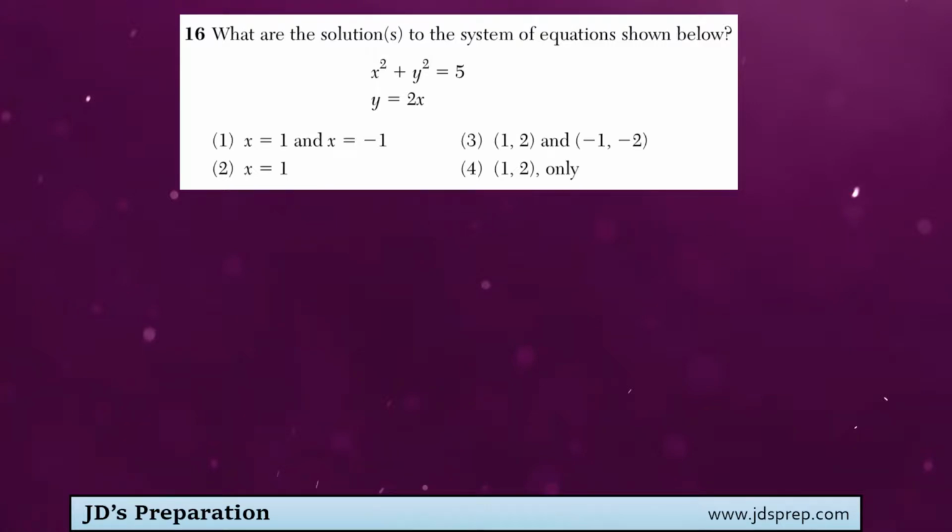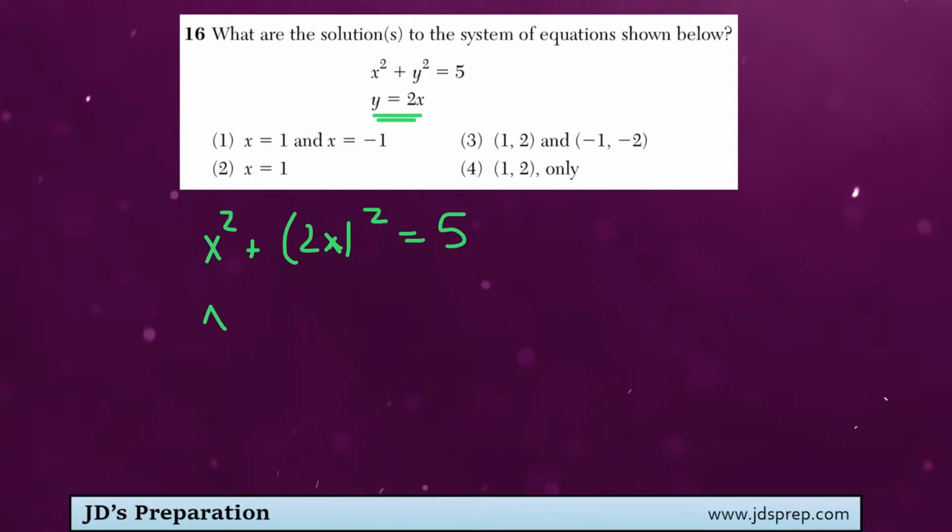To solve this system of equations, we're going to be using the method of substitution. That's pretty easy to do because in the second equation, we already have y isolated. So what we're going to do is take the first equation and replace y with 2x, since they are equal to each other. So it'll become x squared plus (2x) squared equals 5.